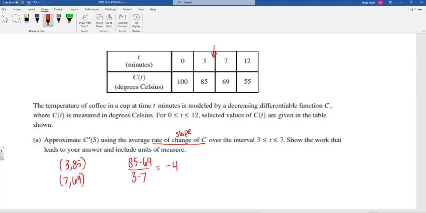Sometimes they ask you to interpret. They don't actually ask that here. They do say include units. That means they're giving you a point for units most of the time. So units, the top two numbers, 85 and 69, they are degrees Celsius. And the bottom, 3 and 7, those are minutes. So we get -4 degrees Celsius per minute for that.